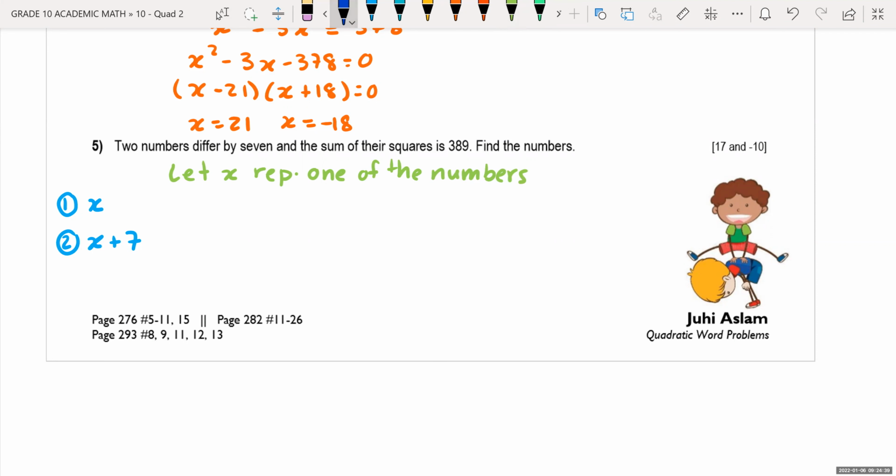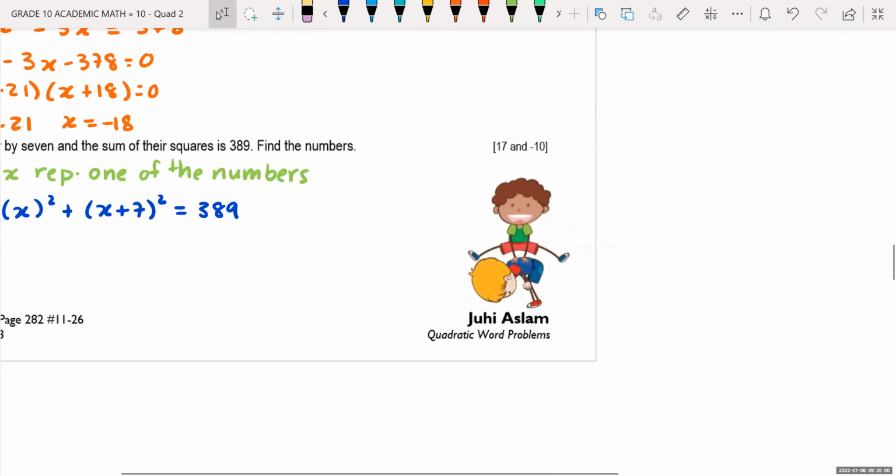It's just one of the numbers. So two numbers differ by 7. We already know one of them is x, the other one's x plus 7, and the sum of their squares is 389. So we're going to add them together. We're going to square it. So it's going to be x squared plus x plus 7 squared is equal to 389.